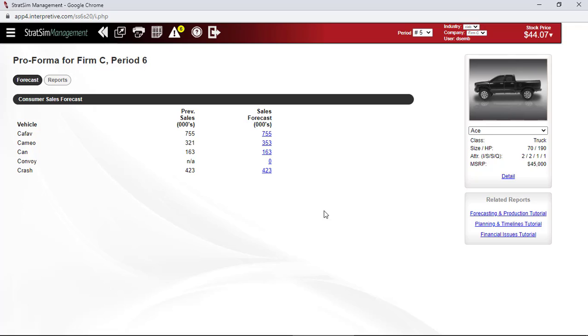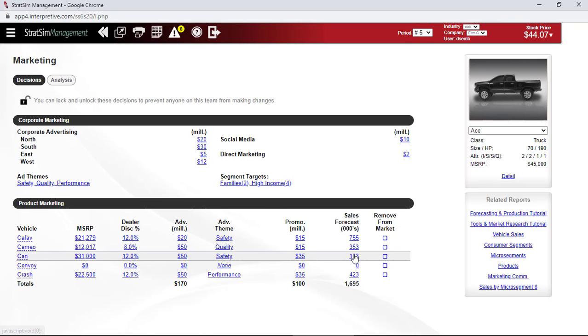And there's another alternate spot where you can enter your forecast into the simulation as well, and that's on the marketing screen. And you can see here that the 353 that we just entered is reflected as well. And we hope that helps. Thanks a lot.